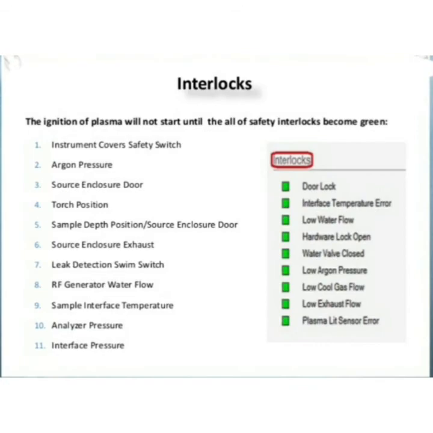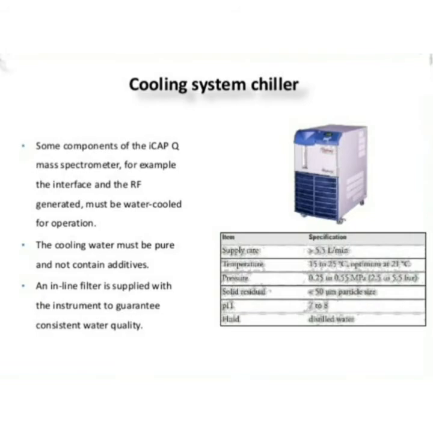source and torch exhaust, seventh leak detection switch, eighth RF generator water flow, ninth sample interface temperature, tenth analyzer pressure, eleventh interface pressure. All must come green, then we go to the next process. In the ICP-MS there is high temperature. To maintain that temperature, we require a cooling system, a chiller, that also works with the ICP-MS.